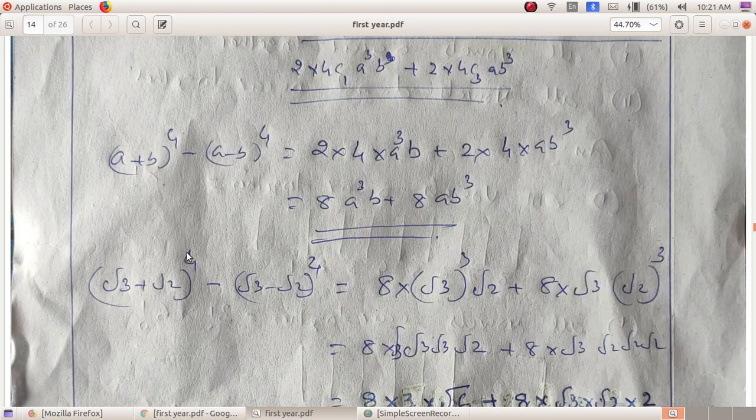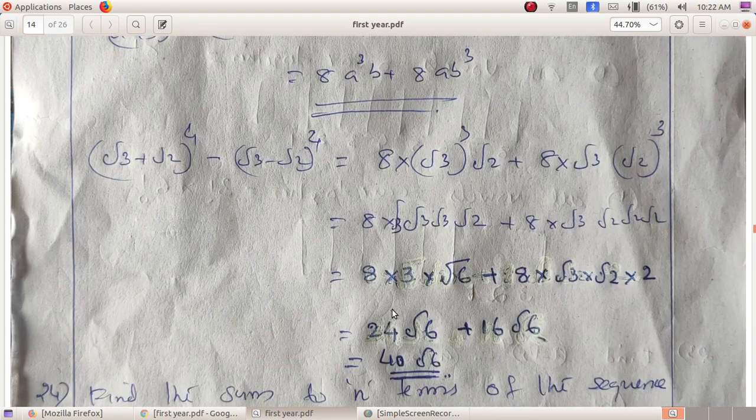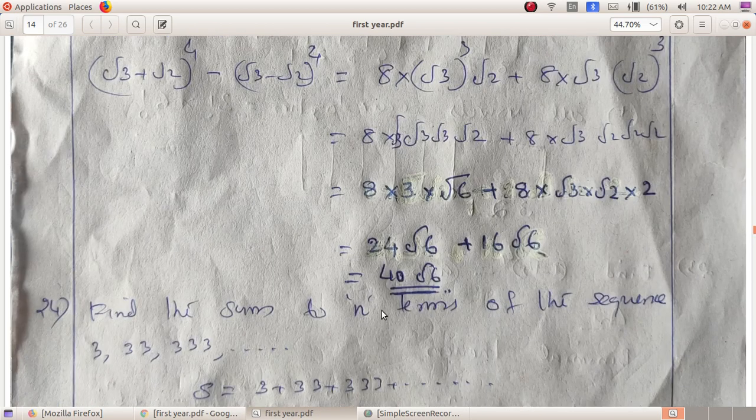Then using this formula, you can find the value of (root 3 plus root 2) whole raised to 4 minus (root 3 minus root 2) whole raised to 4. So instead of a, you take root 3. Instead of b, you take root 2. That is 8 into root 3 cube into b, meaning root 2, plus 8 into a b cube. And it's simply: root 3 cube means root 3 into root 3 into root 3, then root 2 into root 2 into root 2. What is root 3 and root 3? Root 9, that is 3 itself, root 6. Plus 8 into root 3 into root 2 into, what is root 2 root 2? Root 4, that's 2. So the answer is what? 24 root 6 plus 16 root 6. Okay, that's 40 root 6 is the answer.